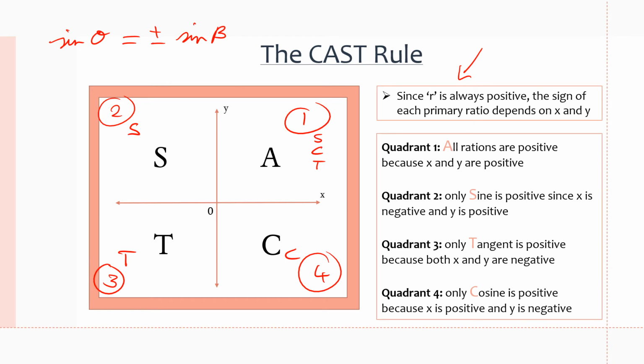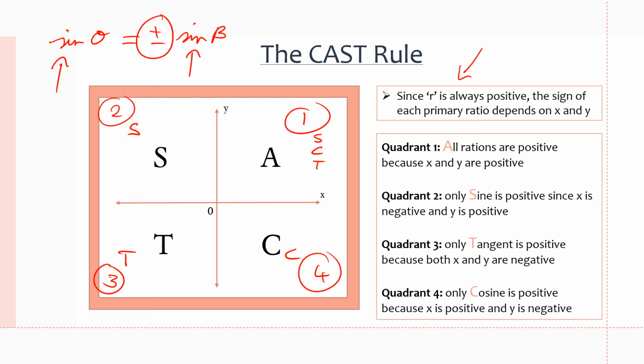So now that we know this CAS rule, we just need to remember what quadrant we're in, what ratio we're using, and remember if in that quadrant that ratio will be positive or negative. And then we know exactly what the sign is. We don't have to draw the triangle to see if X and Y are negative, and to see if we need to choose a negative or a positive sign. We just need to remember the CAS rule.